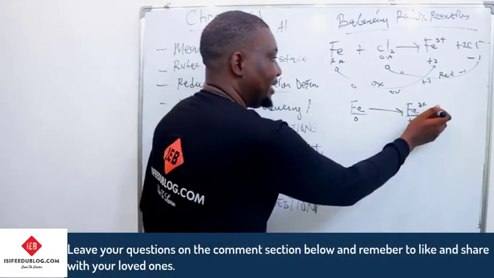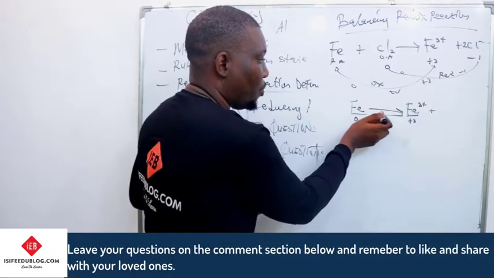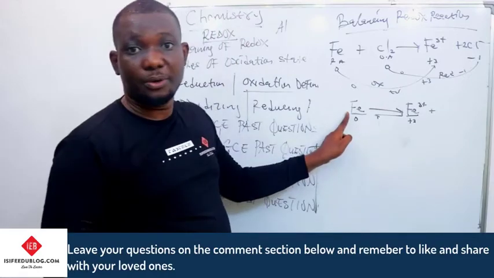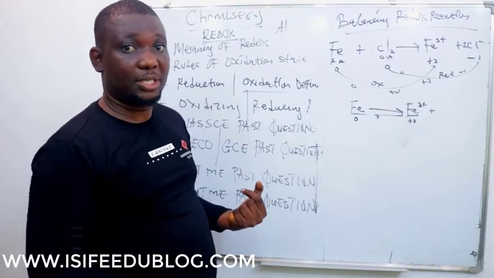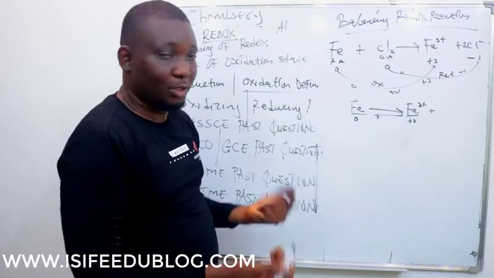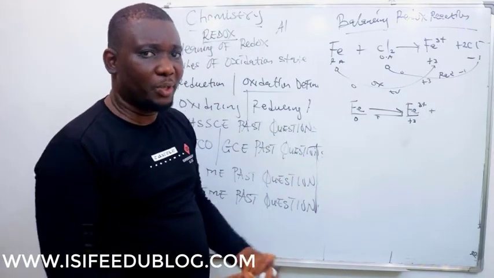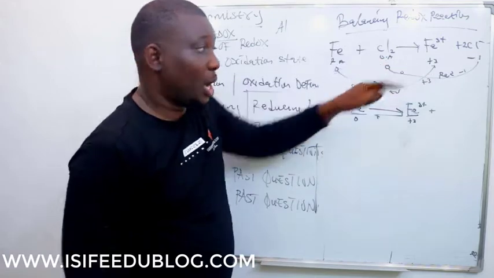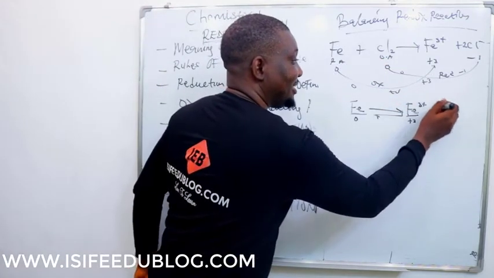I know that if I gain an electron, going backward, the ion will reduce to 0. That is, gain of electron is reduction. So I know that this side gains electrons, and it will balance. How many electrons am I going to gain? It depends on the charge here. So I'm going to gain how many electrons here? 3 electrons because of this 3.